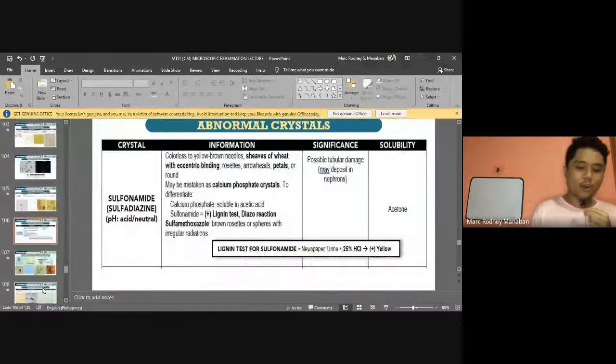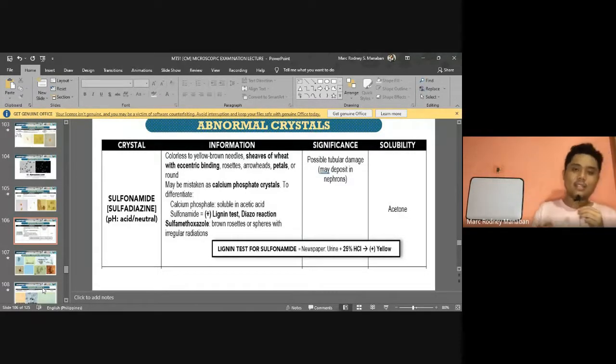Okay. Next, of course, you have crystals of drug or iatrogenic origin. Number one is, of course, sulfonamide. Sulfonamides are antibiotics, no? Initially, the early formulations of sulfonamides would precipitate in the kidneys, which was deadly or could cause damage. But recently, the newer formulations of sulfonamide no longer precipitate. So thank God. Okay? Alright.